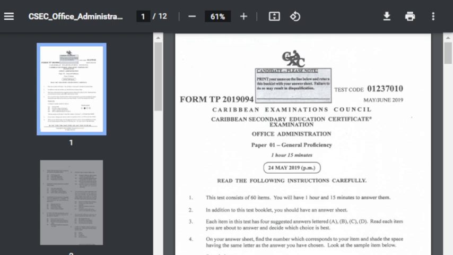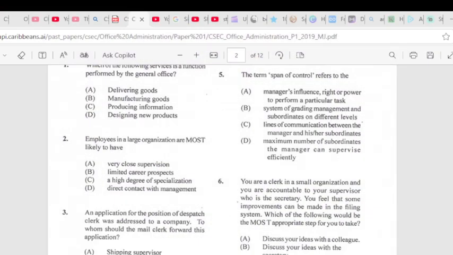So for our first action today, we'll be looking at the OA past paper from the year 2019. Let's start that.